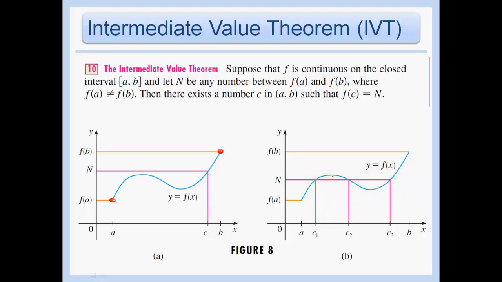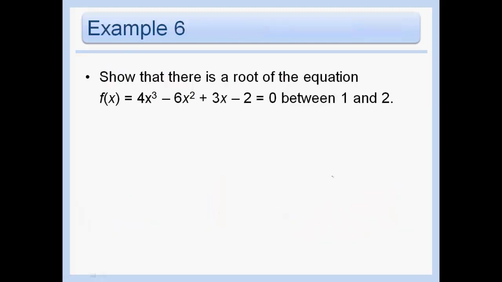Again, let's look at an example that doesn't really make that much sense. This is the context we usually see the intermediate value theorem in. Show that there's a root of the equation. Pretty much, in order for it to be a root, we have to say that it equals 0 somewhere. Okay, so if we were to evaluate the endpoints, f of 1 and f of 2, and if one of them was positive and the other one was negative, then we would know that it had to be 0 by the intermediate value theorem. So let's go ahead and try that.